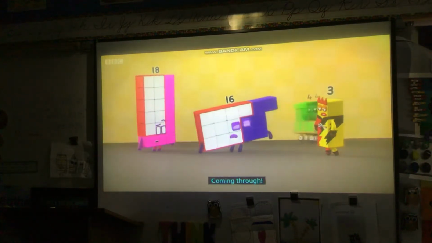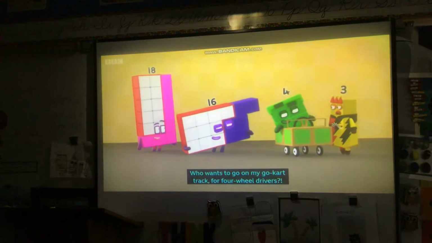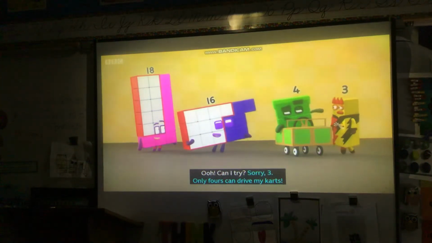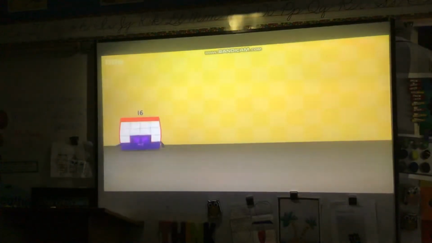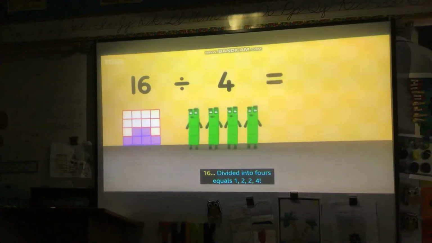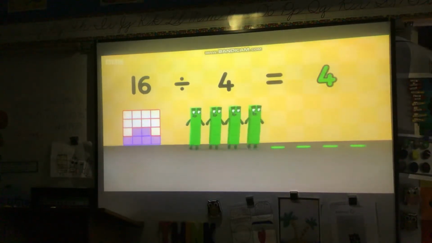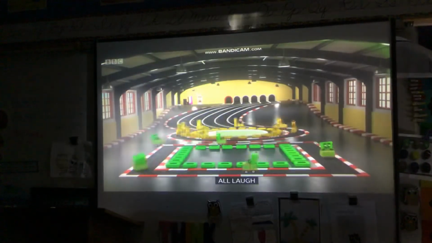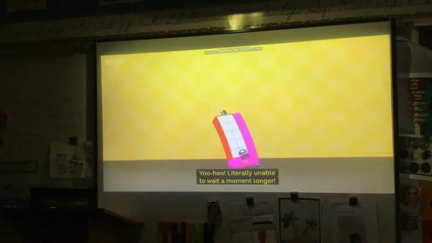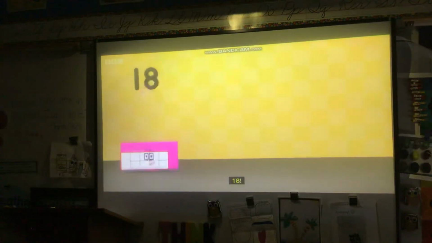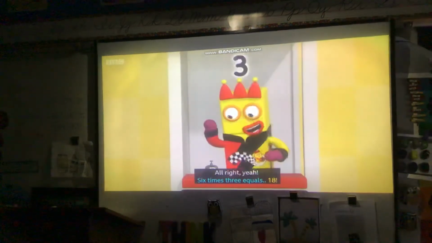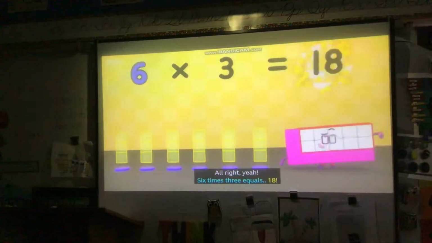Oh, excuse me, coming through. Who wants to go on my go-kart track for four-wheel drivers? Ooh, can I try? Sorry, 3. Only 4s can drive my karts. Oh, maybe I can. 16 divided into 4s equals 1, 2, 3, 4. 4 4s. Oh yeah. Literally unable to wait a moment longer. 19. Divided into threes equals 1, 2, 3, 4, 5, 6. All right, yeah. 6 times 3 equals 18.